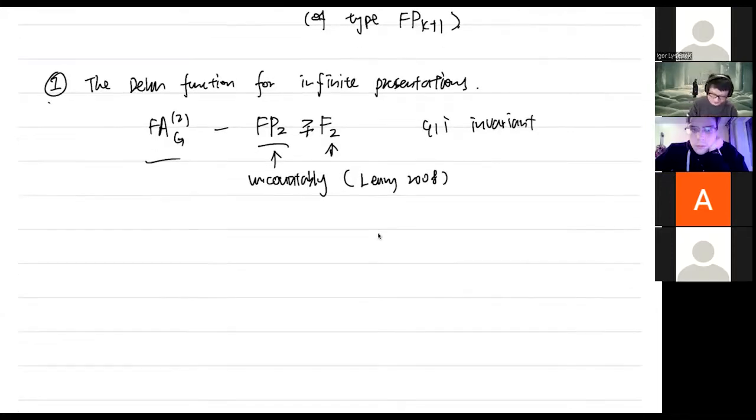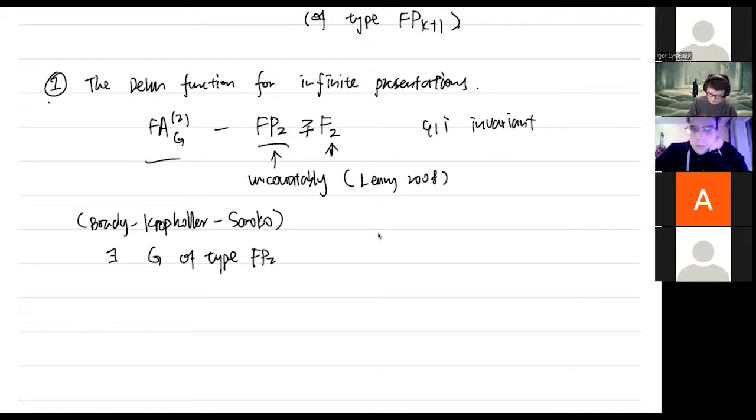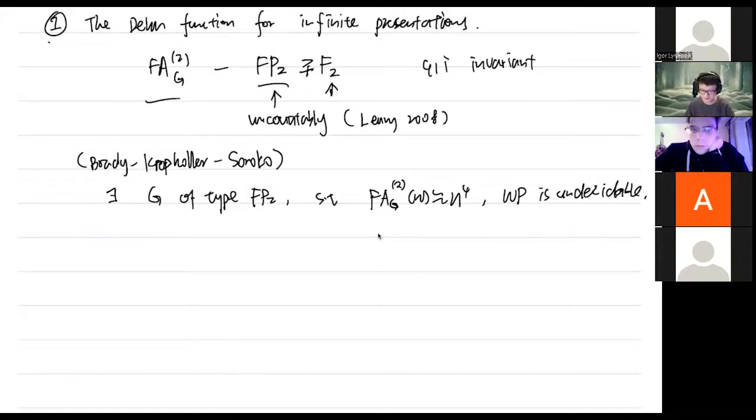So here is one example given by Brady, Bridson, Forester, and Shankar, Brady, Kofler, and Soroko. They have a group of type FP2 such that its second homological Dehn function is n to the 4, but the word problem is undecidable. Okay, so that's very unfortunate.